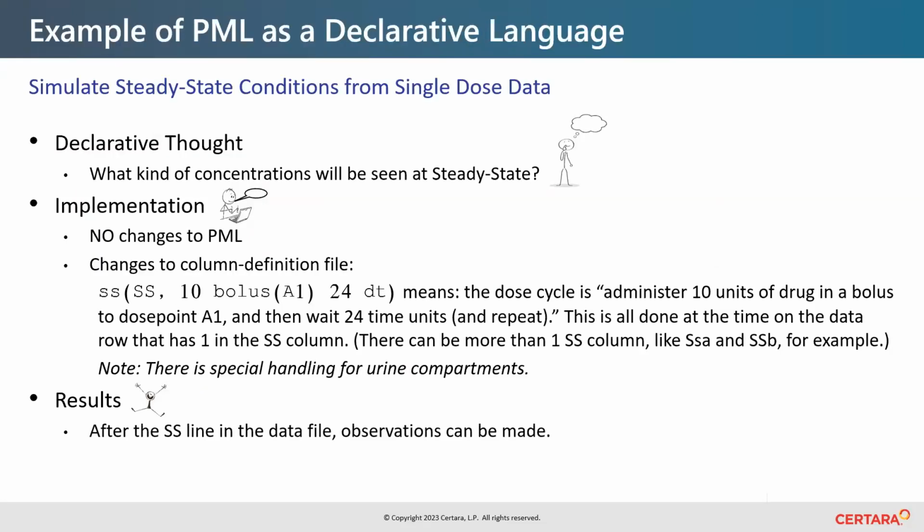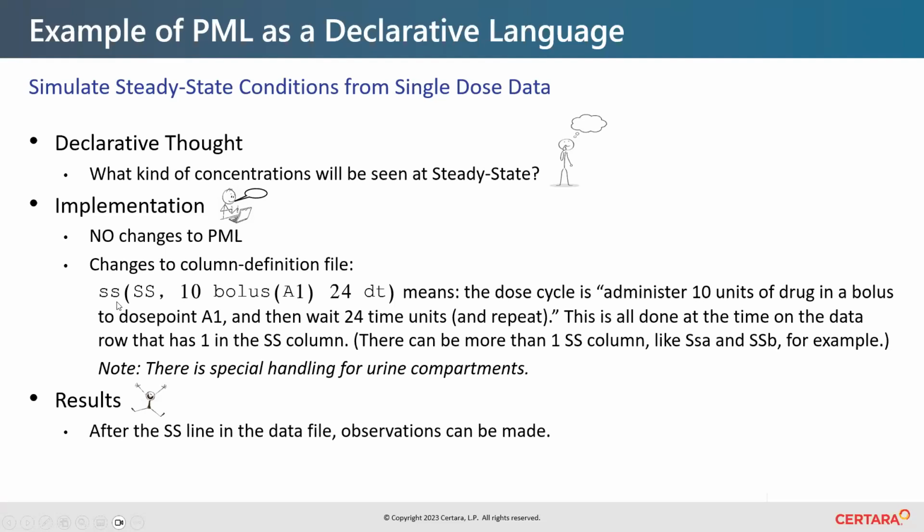Okay, so here's an example of the kind of thing you can do with declarative information. You can say, what will we see at steady state? You know what steady state is. You assume we've been giving the doses for an infinite length of time in the past, and so the system is at steady state. And so how do we do that? Well, we don't have to change the model at all. What we can do is add something to the column definition file that says there's a steady state column, where if there's a 1 there, that says that's a steady state.